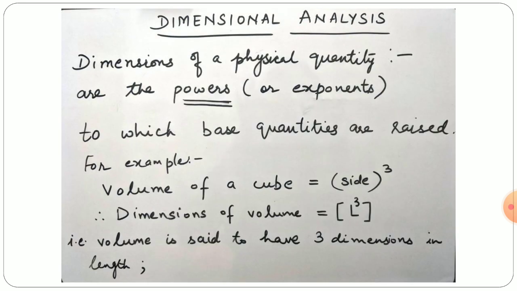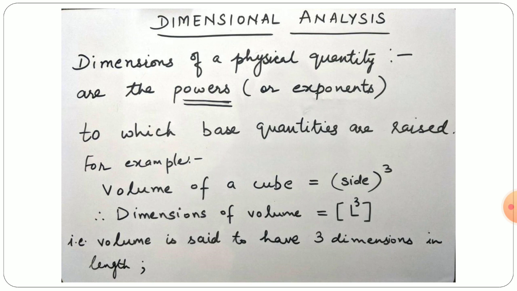Now, how do we define the dimensions? The dimensions are defined as the powers or the exponents to which base quantities are raised. For example, the formula for volume is side cube. For a cube, we use side into side into side as the formula. So, the dimensions will be L cube within square brackets. That is, volume is said to have 3 dimensions in length.